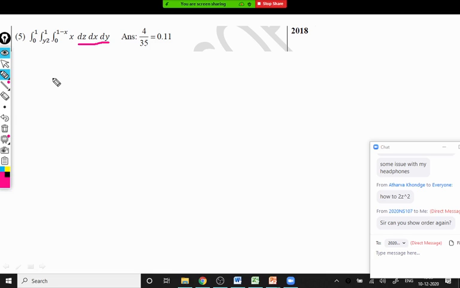Or can you do it on your own? Yes, sir, we will do it. Okay, 4 by 35 is the answer there. You'll observe it's a simple example. First integrate with z, so integration of dz is z only, and this is the limit. You get x into 1 minus x. Then this limit is y square to 1. Then you integrate with x, and at the end you integrate with y. You should get 4 by 35 as the answer there.